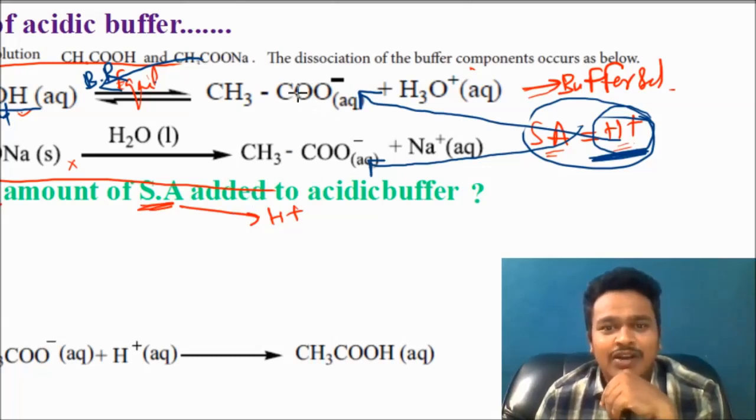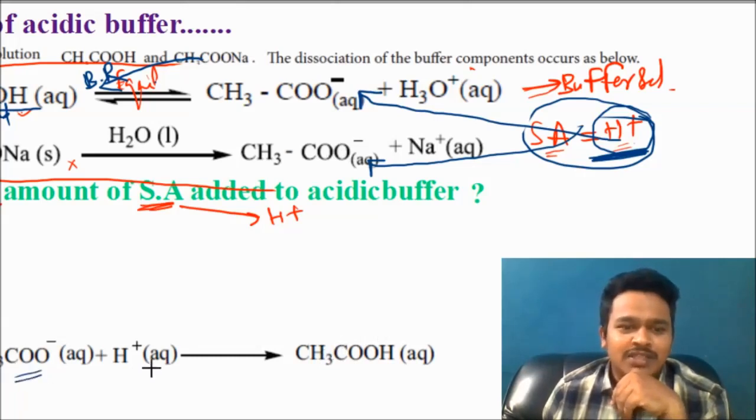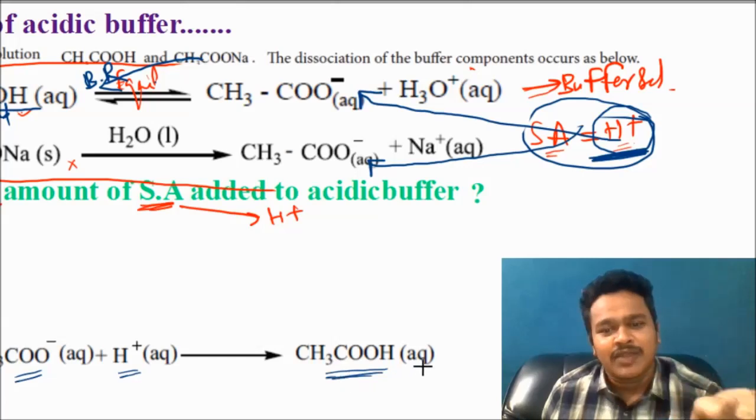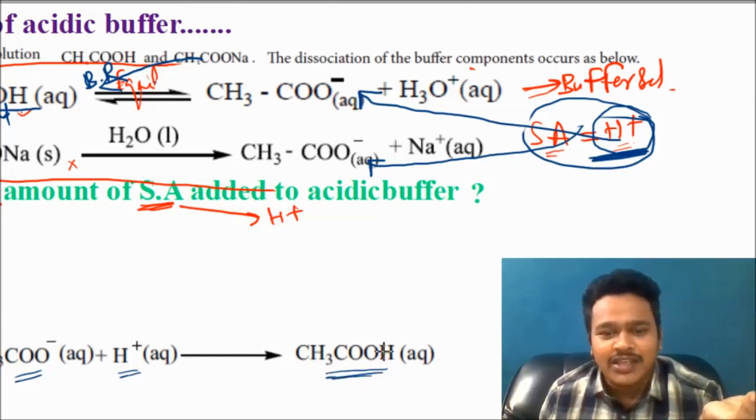These two, after combination, what will happen? CH3COO minus, both are the same only. So CH3COO minus is combined with the H plus ion. What is forming? CH3COOH. That is what? Unionized. This is what we discussed in the concept.